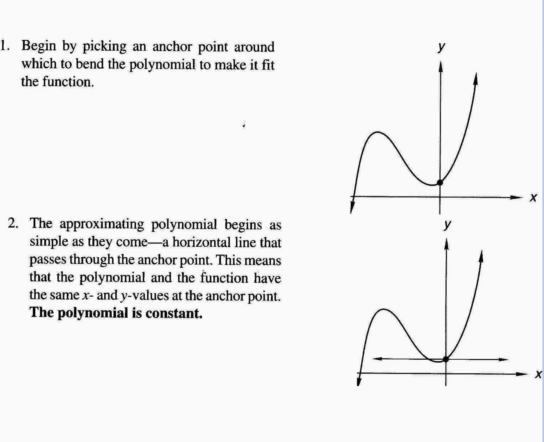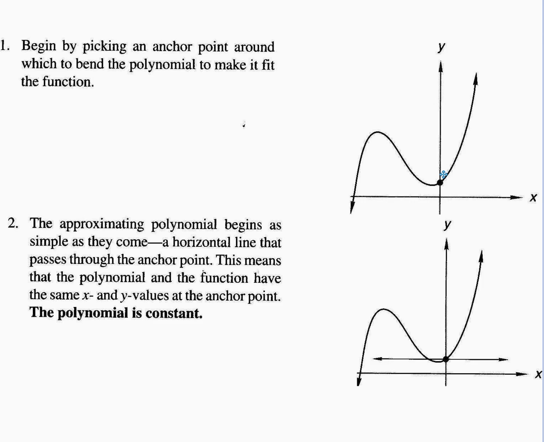The first thing we're going to do is pick an anchor point around which to bend the polynomial to make it fit. And the nicest anchor point is when x equals 0. So here is a function here. We don't know what it is. It kind of looks like a polynomial, but it might be some other function. So what we do is we really just pick an anchor point. And our anchor point in this case, and the easiest one, is when x is equal to 0.